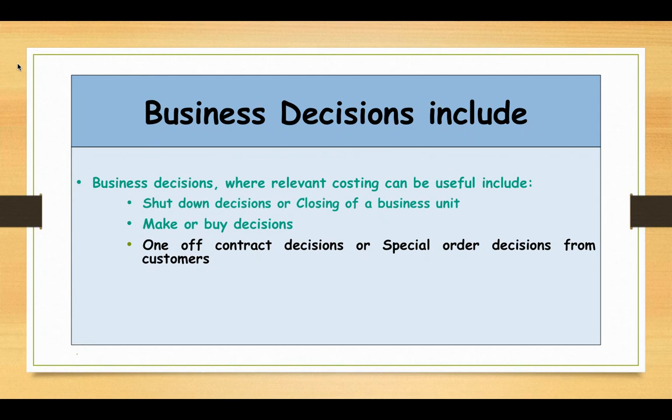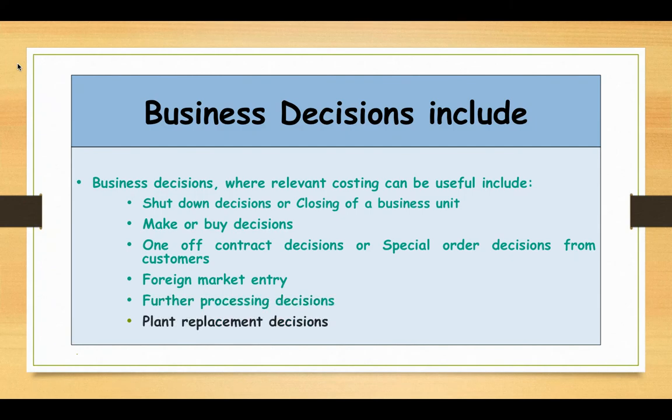The next one, one-off contract decisions or special order decisions from customers. So if a client wants a price quote for a special order, management should only consider the variable cost of making the product, such as the material cost or labor cost, and not the fixed cost. Because as we all know, again, the fixed cost will be incurred anyway. For example, factory rent or manager's salary. The next one, foreign market entry, further processing decisions, or plant replacement.